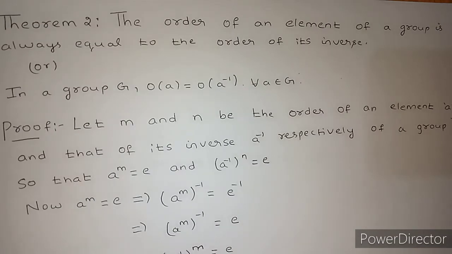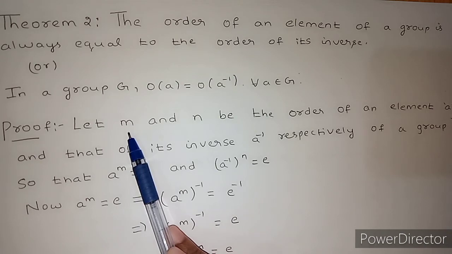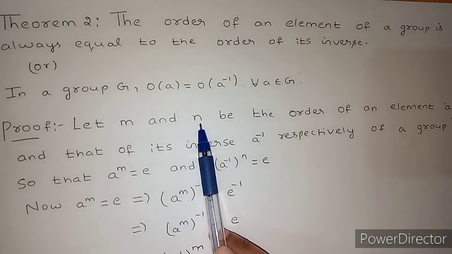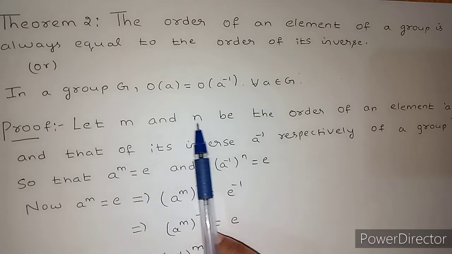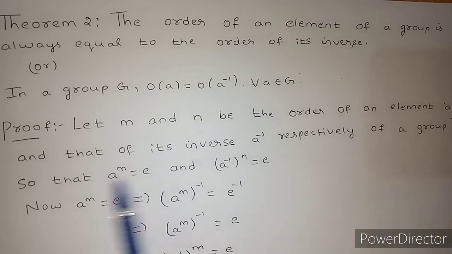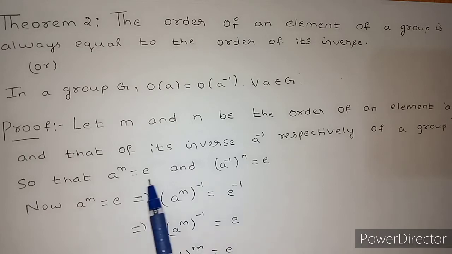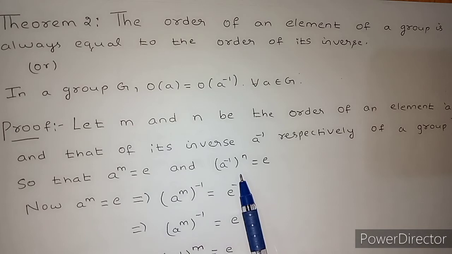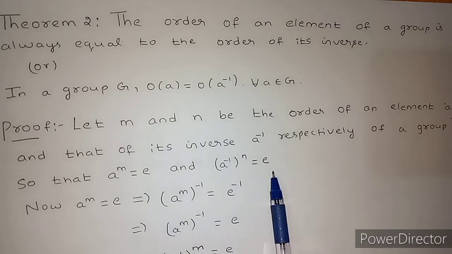Coming to the proof, we have to prove order of A is equal to order of A inverse. But we don't know what the order of A and the order of A inverse are, right? So for that, let us assume M and N are the orders of the elements A and A inverse. If the order is M, then according to the definition A power M is E, and the order of A inverse is N, so A inverse whole power N is E.